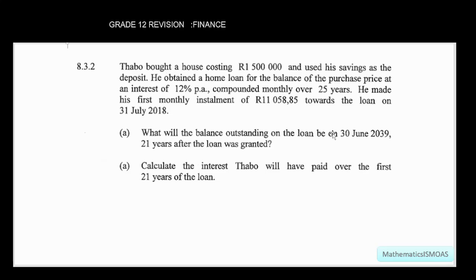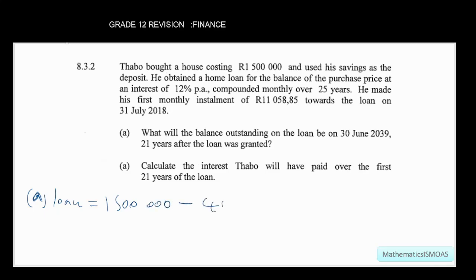Now in A, they say, what will the balance outstanding on the loan be on 30 June 2039, 21 years after the loan was granted? Meaning, what will be the balance after 21 years? Right. A, we need to find the balance outstanding after 21 years from when the loan was granted. Now, firstly, we need to know the loan amount.